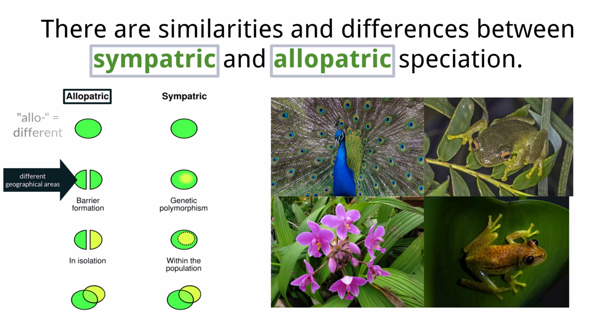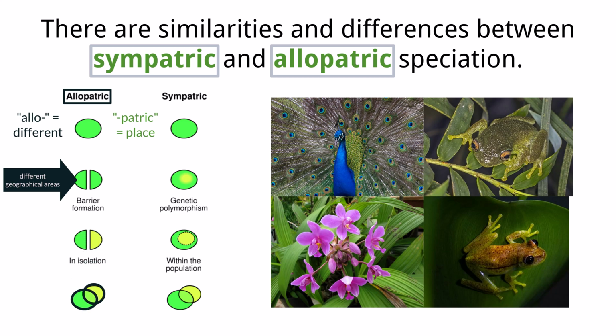The prefix allo means different or other, while patric means place. Allopatric means different place, and therefore it makes sense that two populations of one species living in different places could diverge and become two separate species.